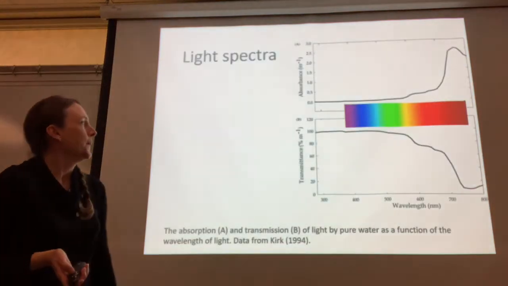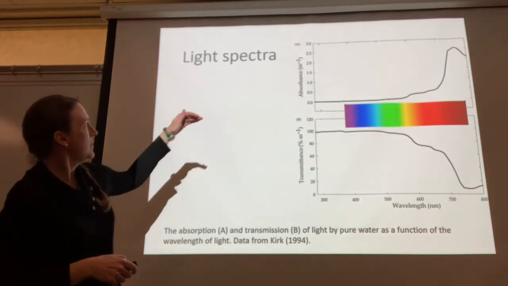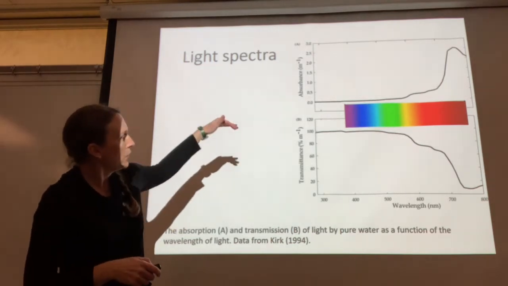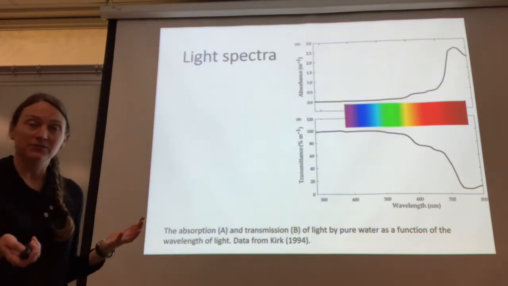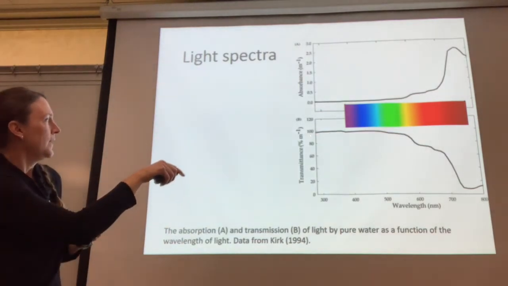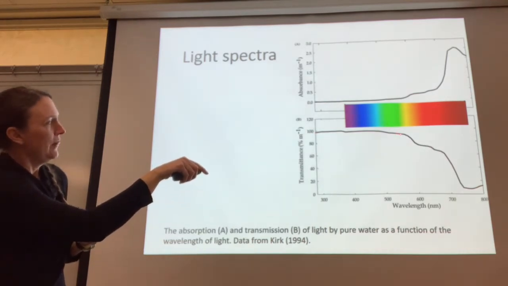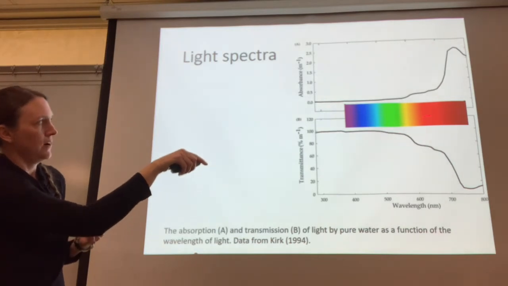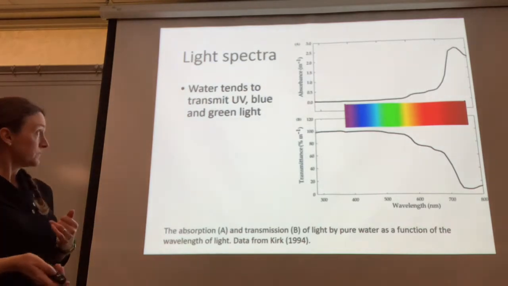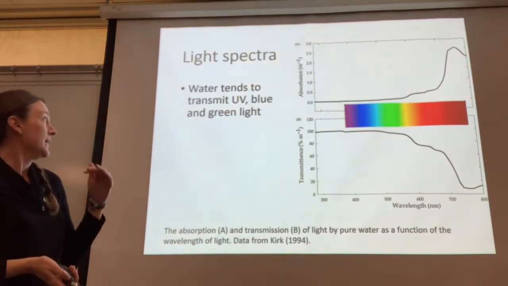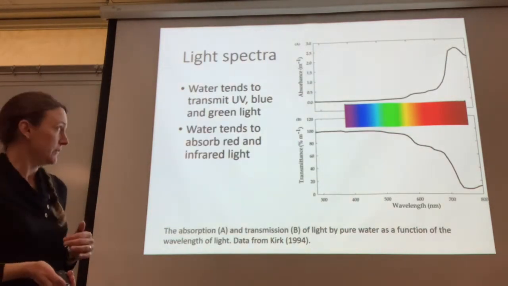Okay, the light spectra, really important concepts: the amount of light absorbed by water or transmitted by water varies depending on the type of light. You can see that water transmits the blue and some of the green, and doesn't transmit the red very well. It's absorbing the red and orange wavelengths, okay? So UV and blue and green light get transmitted by water, but not red or infrared very easily.